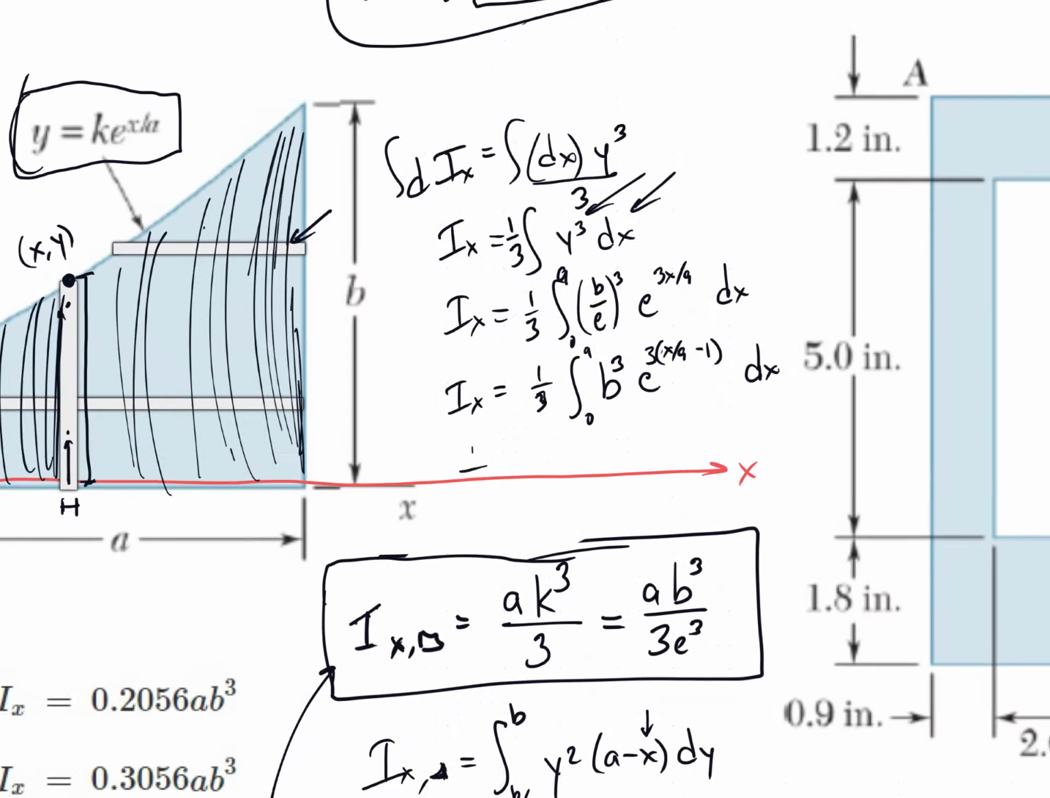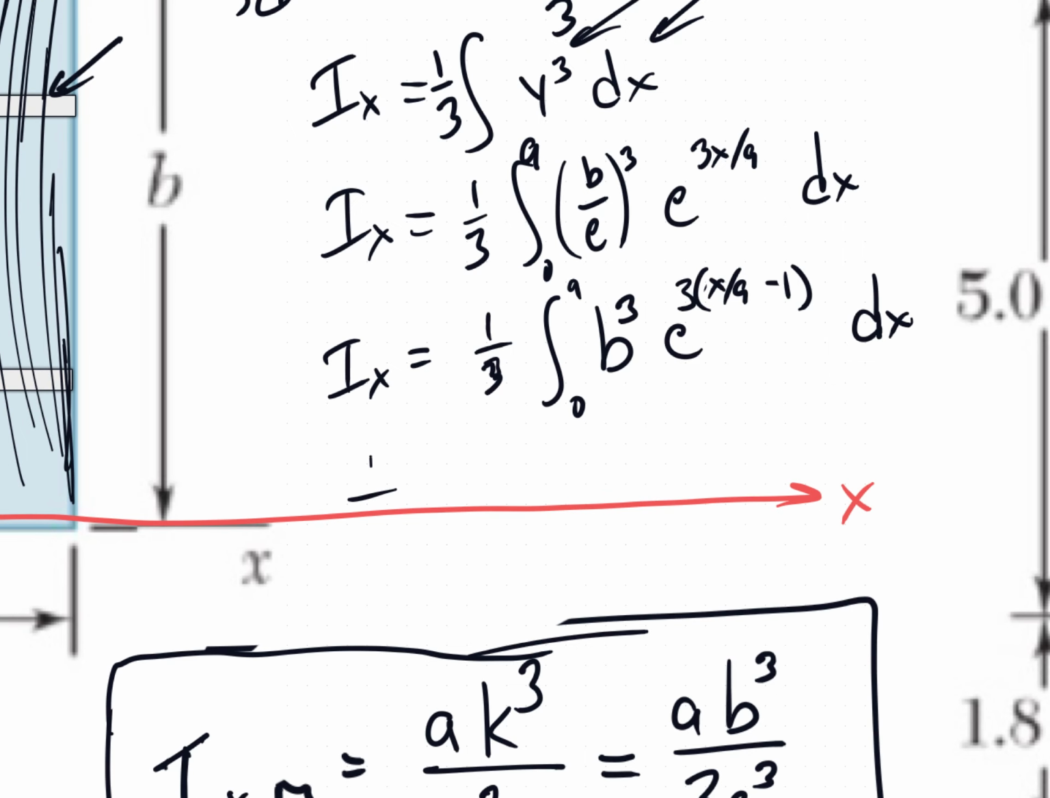Okay, so let's do this. I'm going to zoom in so we have more space, because now we're just doing some math. So 1/3. The b cubed can come out because it's a constant. Now we've got e to the 3 times (x over a minus 1). Do you remember how to do e's with derivatives? They're actually kind of nice.